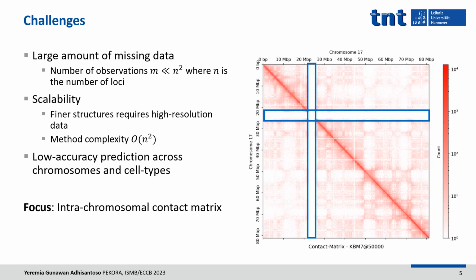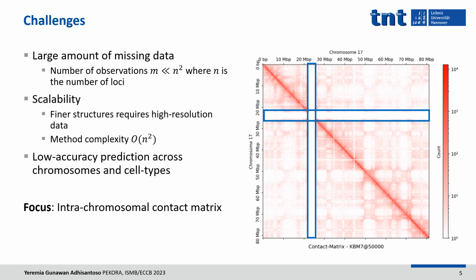So what are the challenges in the contact matrix and 3D reconstructions? First is that the contact matrix contains a large amount of missing data, and the observations tend to be noisy. On the right-hand side, we can see that there are regions that are marked with blue. Those regions don't contain any observations at all because those regions are non-alignable. The centromeres are also not visible in the contact matrix. The number of observations is much smaller compared to n squared, where n is the number of loci.